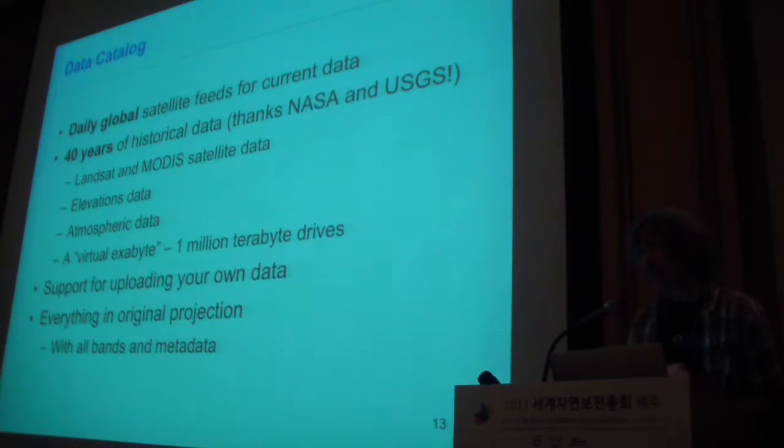So here's some information about the data catalog. We're getting daily data in, so we're getting Landsat data as it comes in. Landsat is one public data source of planetary information. We're also getting MODIS data in, that's the one that goes around every day. We also have a historical archive. We have as much data as is available through the USGS, thanks to them and NASA for collecting the data and making it available. It's all sitting on spinning disks, so you don't have to wait for it to be processed. We already have it. You can just grab it.